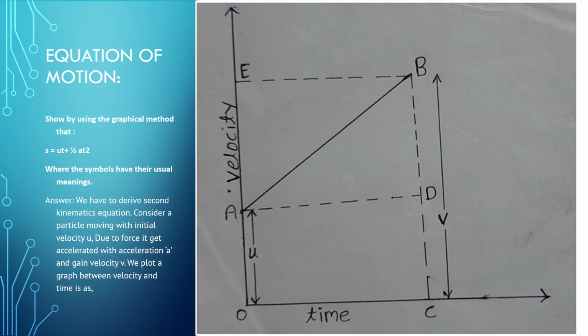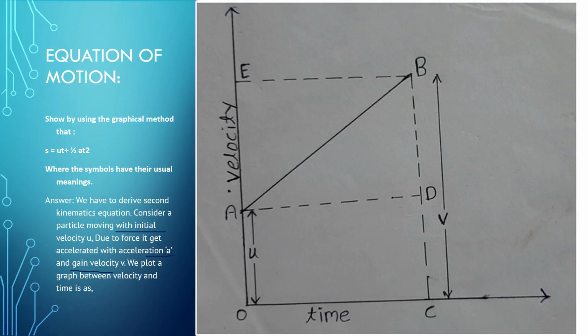Let's understand the equation of motion now by using the graphical method, that is s is equal to ut plus half at square. So this is the equation where the symbols have their usual meanings. Now we have to derive the second kinematic equation. So consider a particle which is moving with initial velocity u. Now due to force, what happens? It gets accelerated with acceleration a and gains velocity.